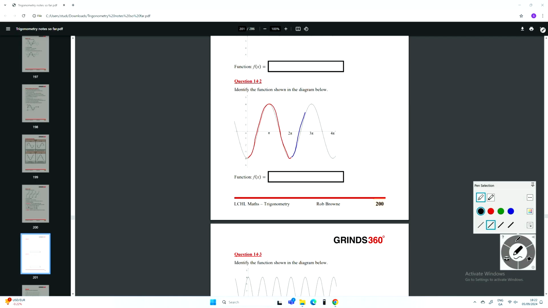That's a minus cosine graph. So of the 4 basic shapes that we met earlier on, that's a minus cosine graph. I'm fairly sure this is a negative cosine graph. Okay? That's the basic shape we're dealing with. It's a minus cosine graph.